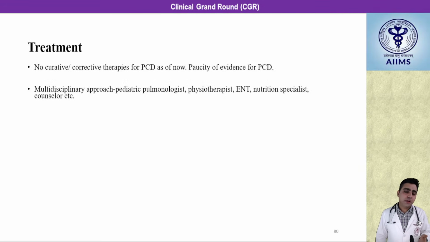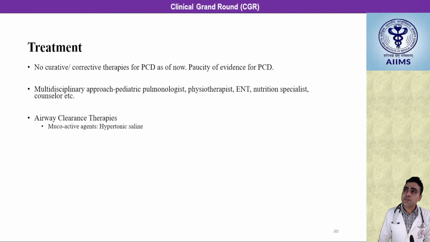So, being a newly diagnosed and newly described entity, the treatment guidelines are again not very robust, and mostly they take a hint from the treatment guideline for bronchiectasis from other causes. And as of now, there is no corrective or curative therapy for PCD. It requires a multidisciplinary approach with a pediatric pulmonologist, ENT specialist, physiotherapist, nutrition specialist and a counselor.